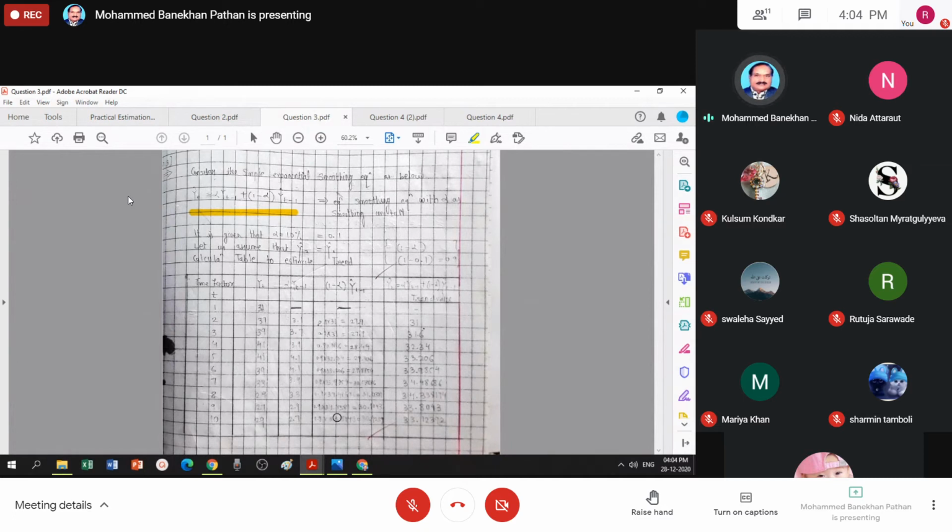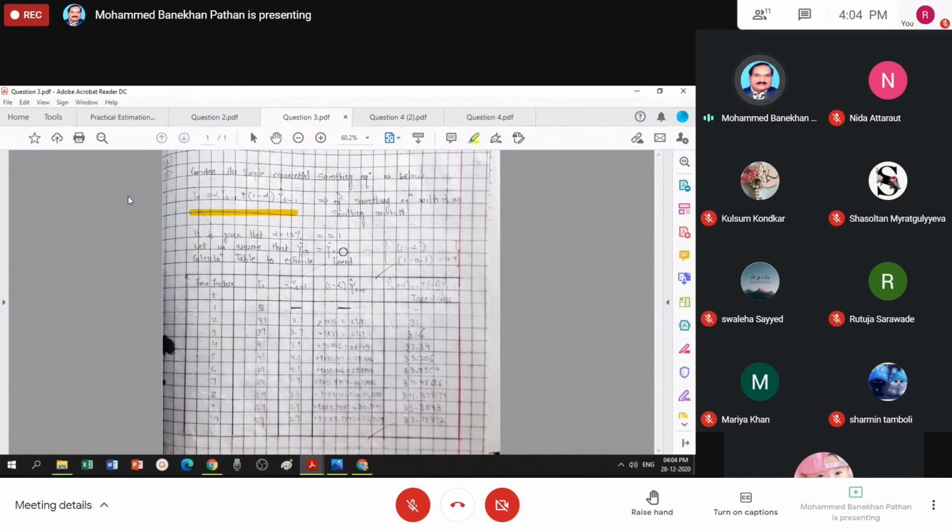By using this method, you have to complete this table. What you get in the last column is known as trend values by using the exponential smoothing equation. That is y hat t equal alpha times yt minus 1 plus 1 minus alpha y hat t minus 2.